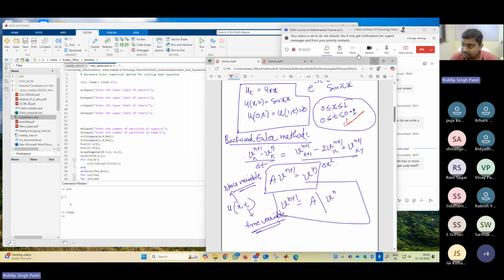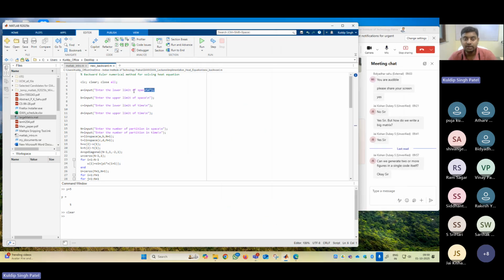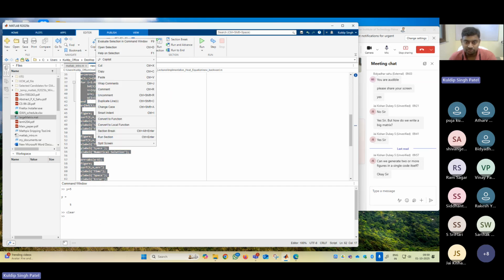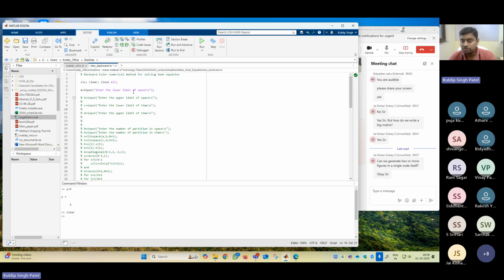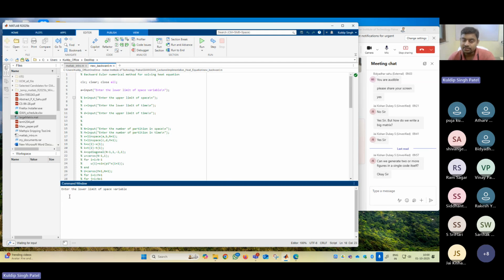Please try to understand this command, the very first command. I'll comment everything, otherwise it may create confusion. So this first command is a equals input, enter the lower limit of space variable. What is the space variable here? x. So basically enter the lower limit of x. If I run it, it will ask to enter the lower limit of space. What was the lower limit of x? I'll enter 0. That's it, because x was from 0 to 1.